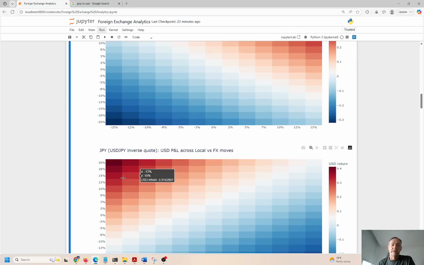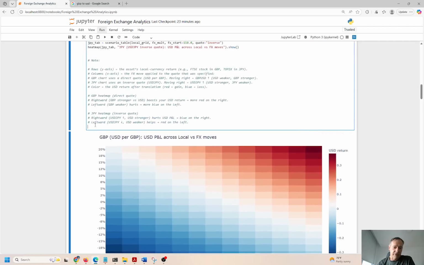So if we look at this down here, now this is the inverse, right? This would be the direct quote. This would be the inverse quote. So direct quote is GBP. Great British Pound is stronger versus USD, boosts your USD return. Weaker GBP hurts, more blue on the left. USD to JPY, this is Japanese yen. Remember, if USD comes first, this is an inverse quote. If GBP comes first, then this is a direct quote.